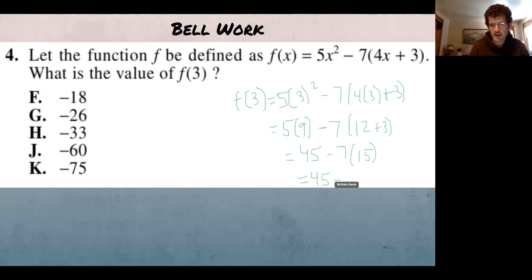You probably want to plug that in your calculator, but that is 105. And then when I do 45 minus 105, I get negative 60. So your answer is D, actually. And hopefully you can see the benefit of actually doing the work.